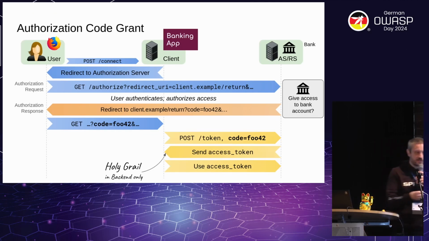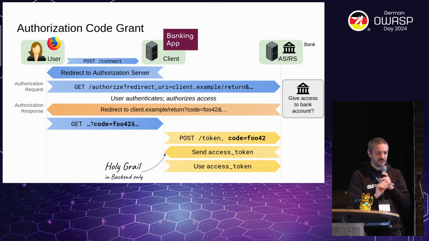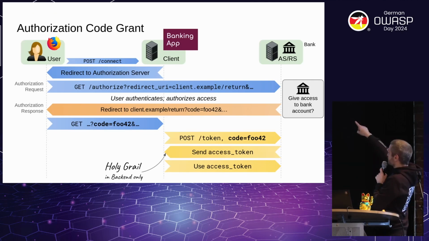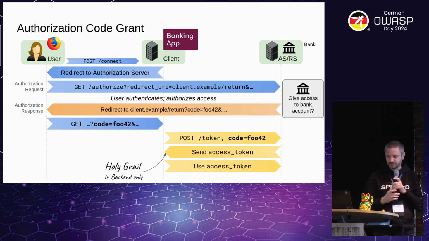And the client can now take that authorization code and exchange it in the so-called token request for an access token, which is nice because the access token now never leaves the backend. So it doesn't go through the browser. And I don't have to tell this audience what it means when you have sensitive data in a browser. So this is great. This protects the access token. Is this the end of the story? Obviously not.